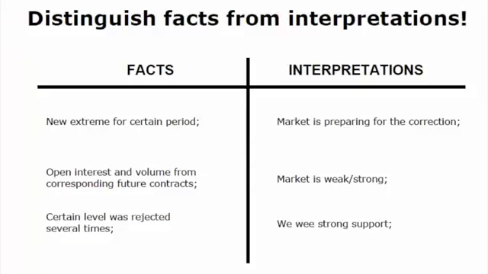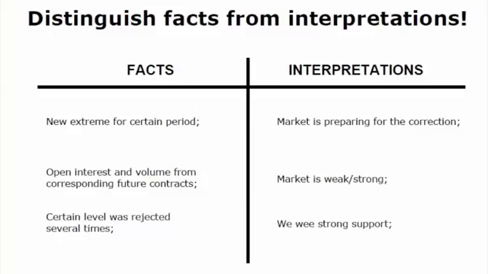Working on the analytical part of our journal, we can easily write down something like this: market is weak or strong, or market is preparing for the correction, or market is trending. That is interpretation, but it is not that easy. We don't have to write down only interpretations, but also the facts that we were relying on building those interpretations. I strongly recommend you to have two columns. The first is facts, the second is interpretations.